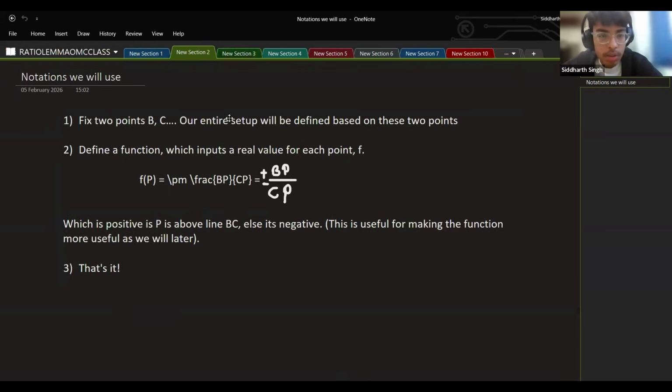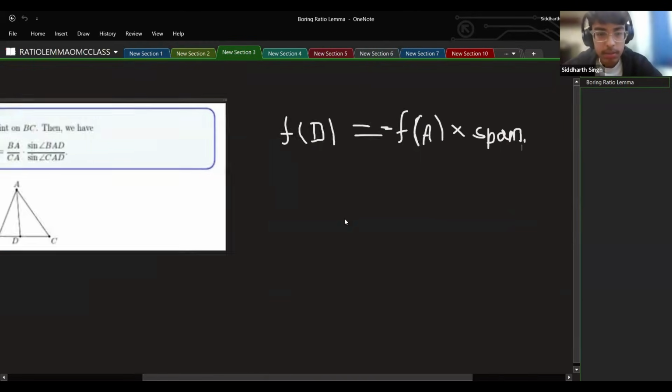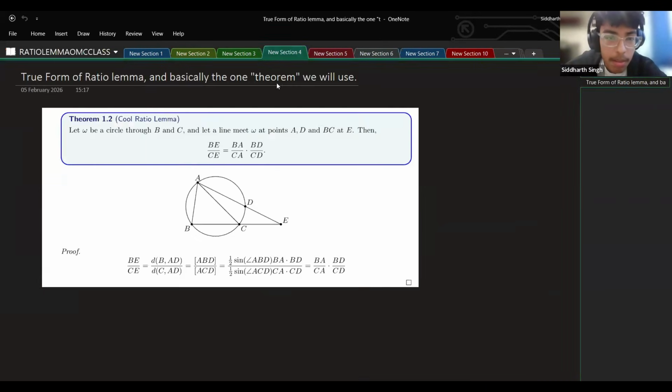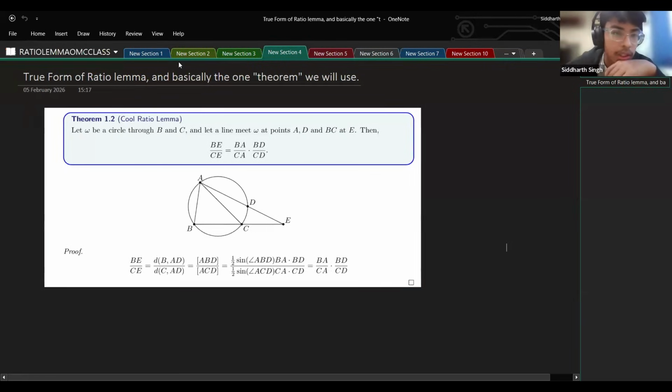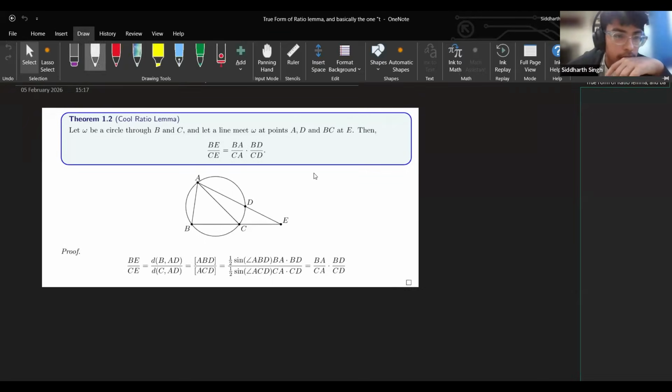And now the main ratio lemma. Ratio lemma is just a basic statement. It's just sign rule. Trust me, it's not that deep. Now this is the cool ratio lemma. This is the important thing, and this is the only thing we'll use. Wait, let me draw. Okay, nice.